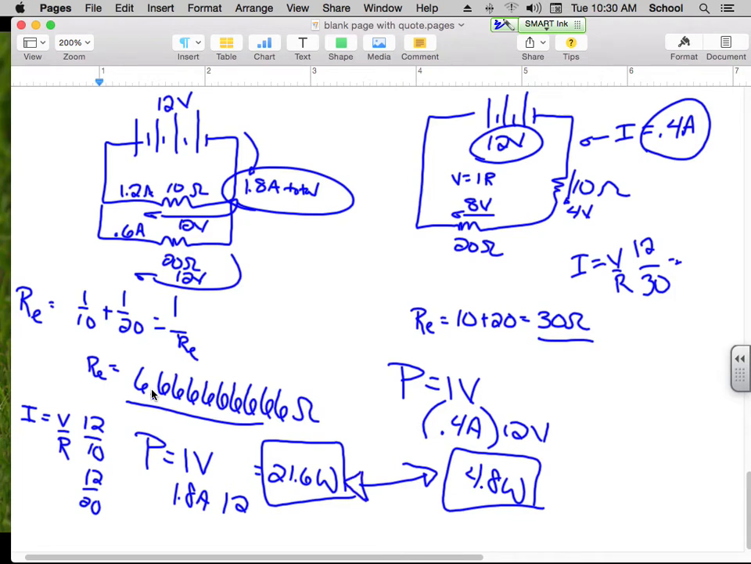So yay! That was electricity, and we did pretty well on that one, and that was recently.